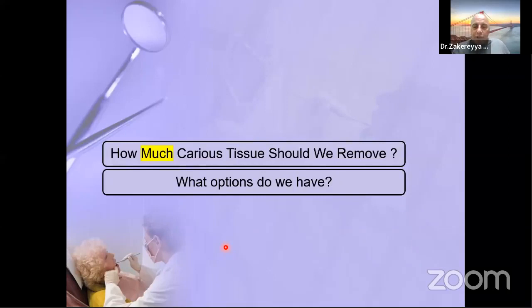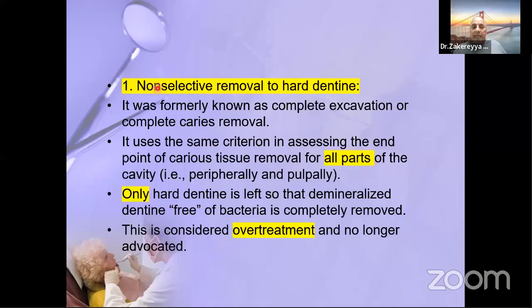How much caries tissue should be removed and what options do we have? Now, okay, listen to this. Non-selective removal to hard dentine. This is number one way of removing dental caries. We remove all the caries till we get to the hard dentine. Is this good? It was formerly known as complete excavation or complete caries removal. Okay? Now, only hard dentine is left in this process. That demineralized dentine, free of bacteria, is completely removed. This is considered an over-treatment and no longer advocated.